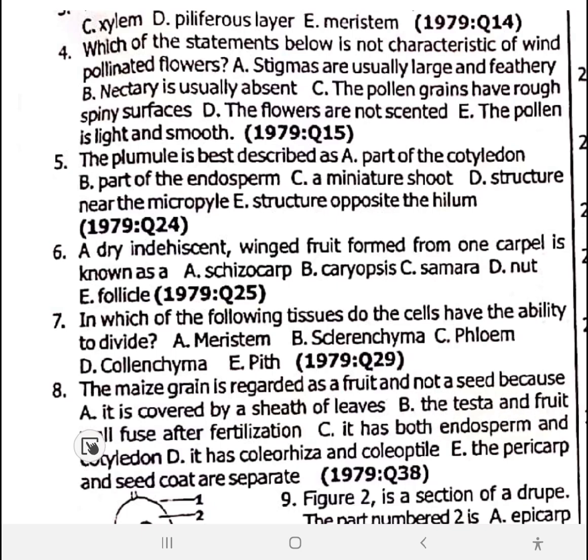and the fruit walls are fused after fertilization. The testa and the fruit walls are fused after fertilization. And so maize, I want you to jot this point.